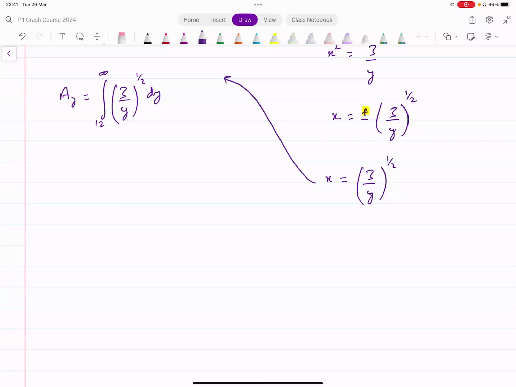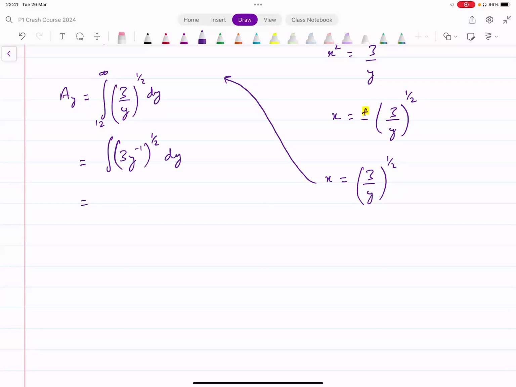Now let's try doing this. How do you integrate this function first of all? Let me write it in this form first. Let's bring y to the denominator. If y comes to the denominator, it's going to be 3y raised to power minus 1, right? And then whole raised to power 1 over 2.